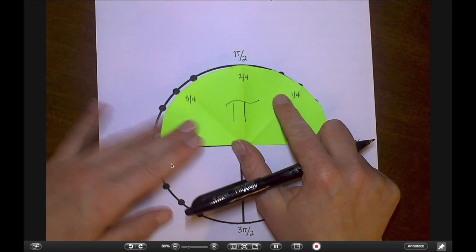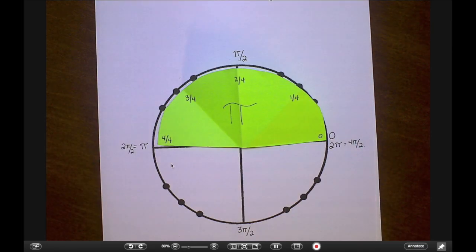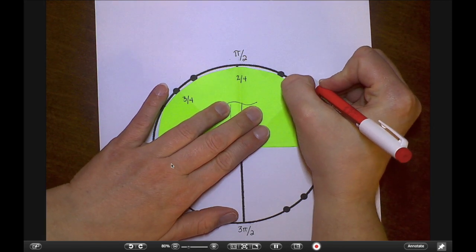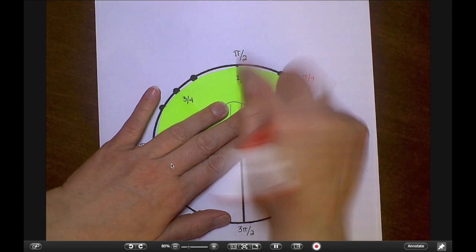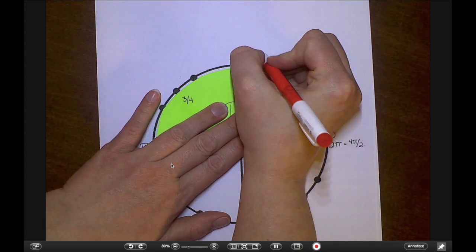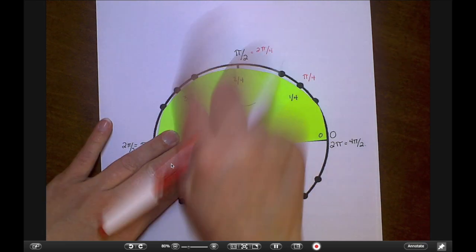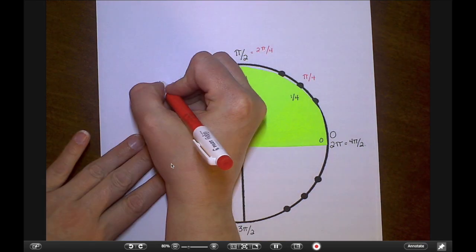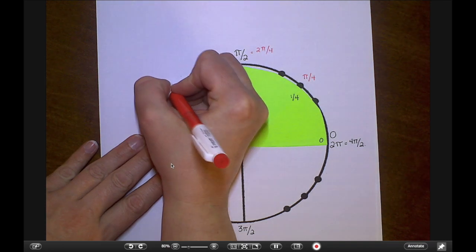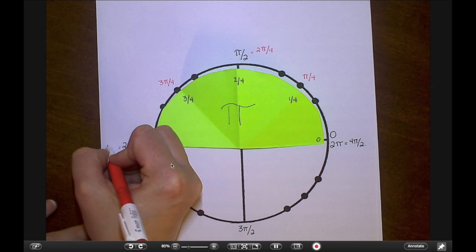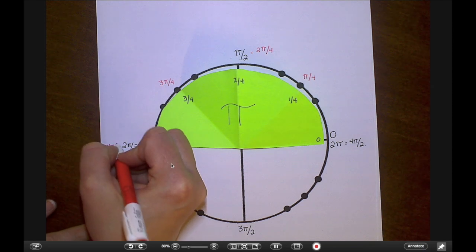So the way that translates on the circle, when I'm talking about pi here, this 1/4 would become pi over 4. 2/4, this is the same as 2 pi over 4. 3/4, this is 3 pi over 4. And then 1 pi would be 4 pi over 4.